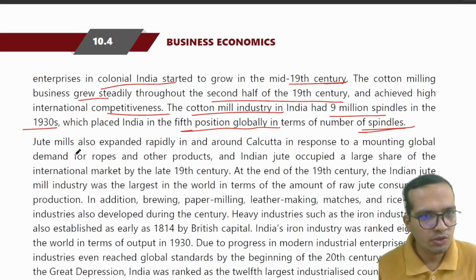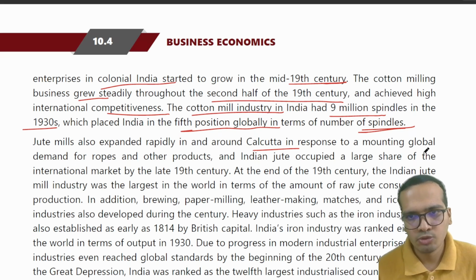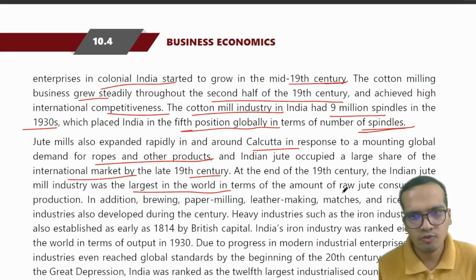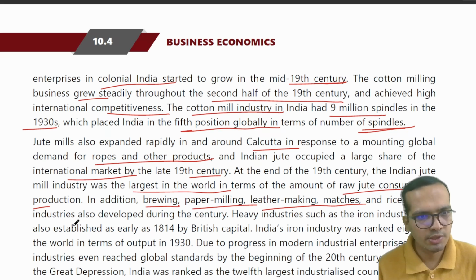Jute mills also expanded rapidly in and around Calcutta in response to a mounting global demand for ropes and other products, and Indian jute occupied a large share of the international market by the 19th century. At the end of the 19th century, the Indian jute mill industry was the largest in the world in terms of amount of raw jute consumed in production. In addition, brewing, paper milling, leather making, and rice milling industries also developed during the century.